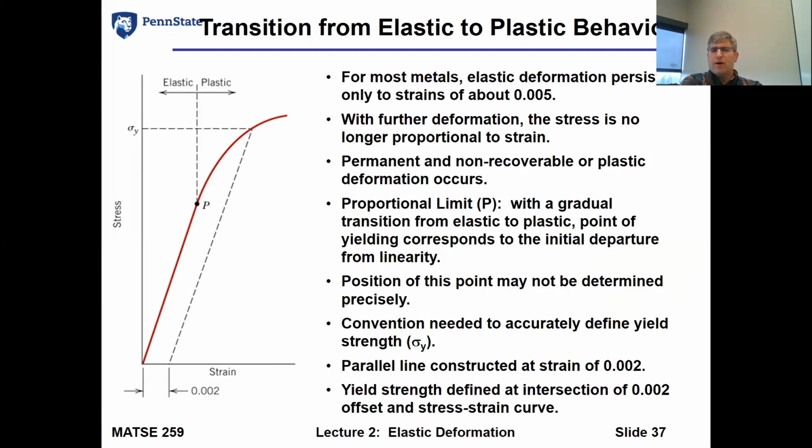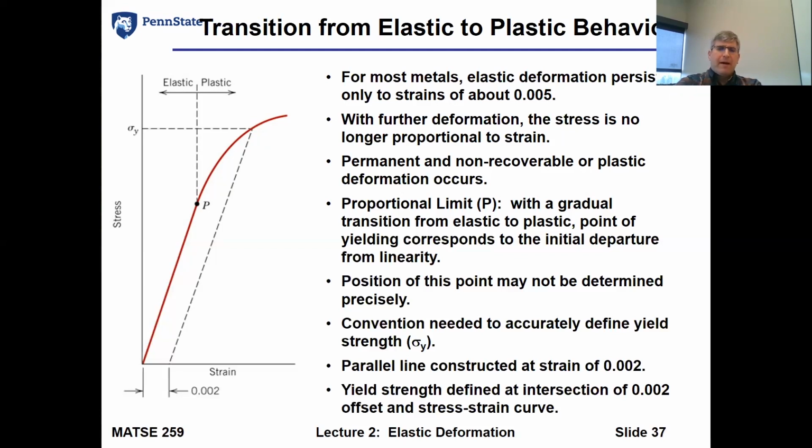We're going to move away from that a little bit and start to think about what happens when we keep applying load and we start permanently deforming the material. For most metals, we know that the elastic deformation only goes to about 0.005 as a number for strain. We can look at that as a percentage, about 0.5%. So it's not a really large strain, and in most of our applications, that's great.